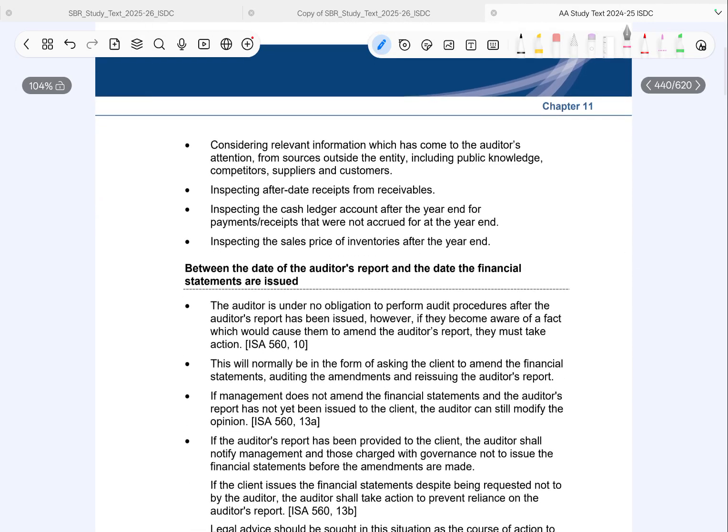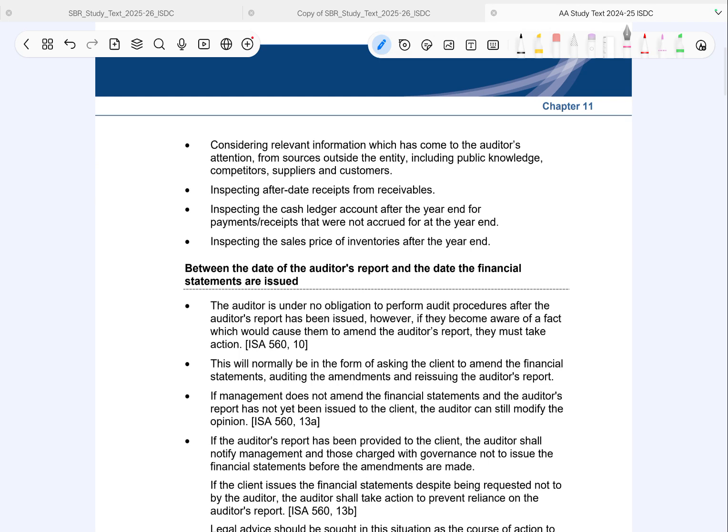They also look outside the company, like public news, competitors, suppliers, customers, because sometimes the biggest clues are outside the book. Then they check cash received after year end, especially from receivables. This helps confirm whether debts were actually recoverable. Then they review the cash book after year end to spot any payments or receipts that should have been recorded earlier. They even check the selling price of inventory after year end to see if it was overvalued before. So again, it's all about validating what existed at year end using new information.